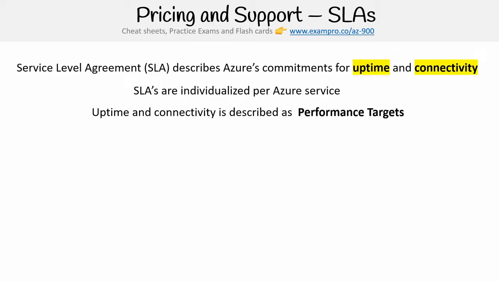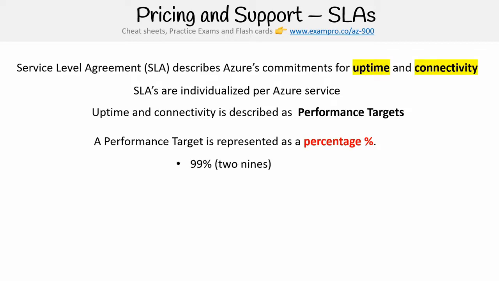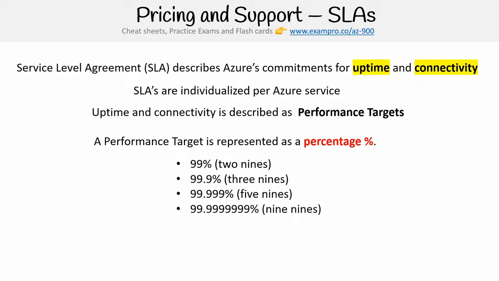The way we describe these SLAs in terms of uptime and connectivity is through performance targets. A performance target is just a representation in the form of a percentage. If somebody were to say to you, this service is 99% likely of not failing, that's called two nines. Then you have the three nines, and then you have five nines, and then you have nine nines. The higher this number goes up, the more reliable, the better coverage this SLA is going to give you. So you want something that has a higher number of nines.